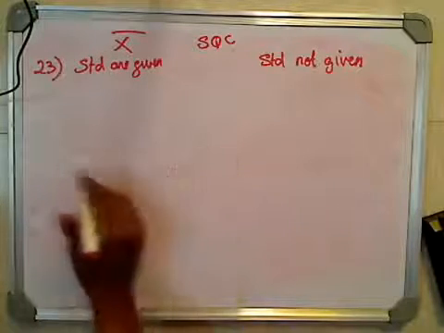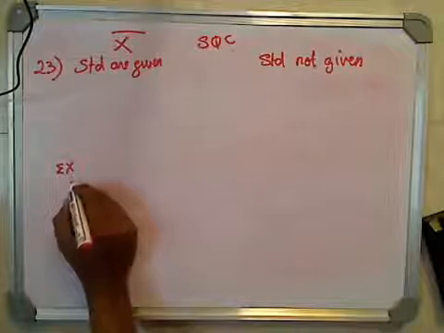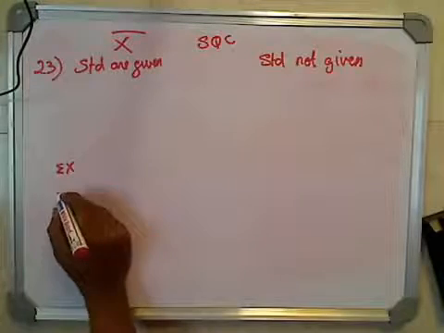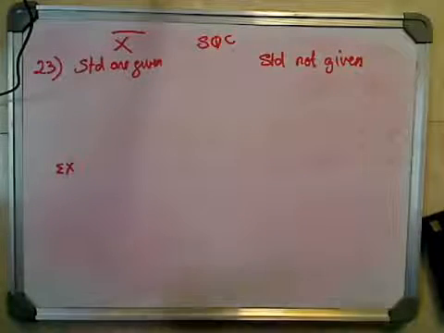Firstly, we need to calculate summation X. And now, how do you go about calculating this? You just add up the values of the sample that has been given here. For example here, I don't know if you can see. Yeah, I guess you can.